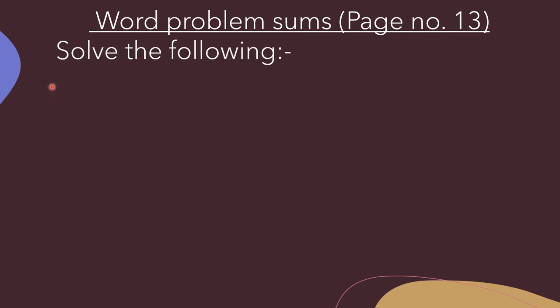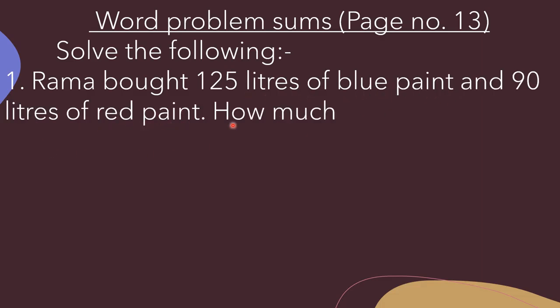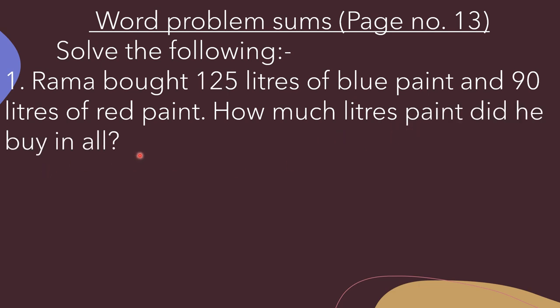Okay, so beta, first of all, we will do word problem sums given on page number 13 of your book. Solve the following. Question number 1. Rama bought 125 liters of blue paint and 90 liters of red paint. How much liters paint did he buy in all?